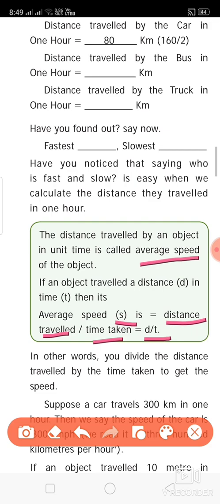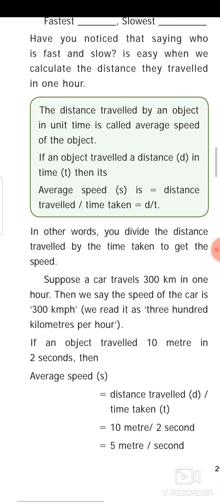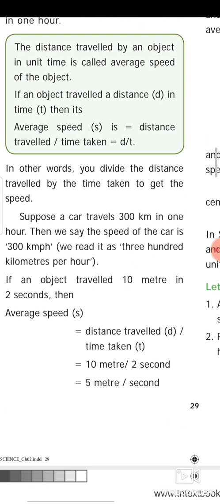D means distance traveled, t means time. In other words, we divide the distance traveled by the time taken to get the speed. Okay. They have given an example for you. Let's see the example. Suppose a car travels 300 km in 1 hour. Then we can say the speed of the car is 300 km per hour.